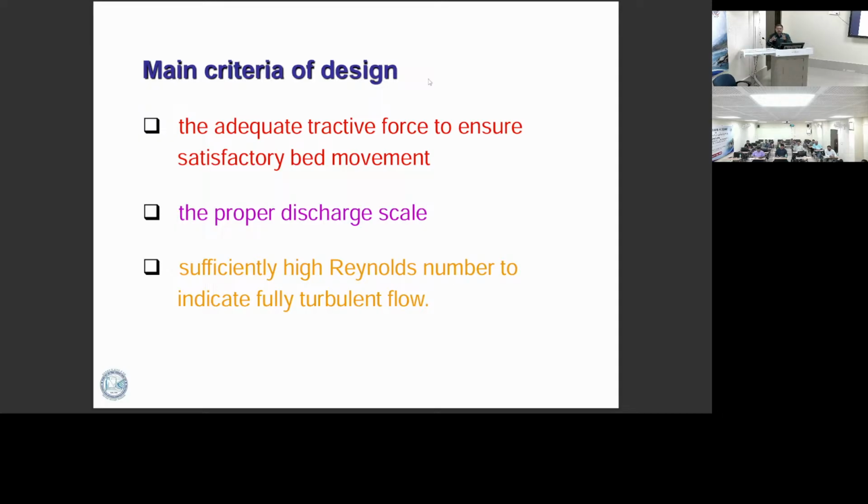So the adequate tractive force: what is tractive force? Tau critical. What is the force required to exert the movement of bed material? That is called tractive force, which is to be adequately achieved in the physical movable bed model. Then proper discharge scale; I will tell you later what the discharge scale is. Then a sufficiently high Reynolds number, as I told you. If you make a geometrically similar model for a longer reach, your depth will be very, very small, so Reynolds number will come into effect there. It should be high enough to create turbulence just like the prototype.